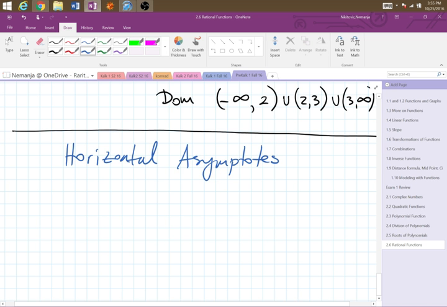Horizontal asymptotes. So what do we have for horizontal asymptotes? Well, horizontal asymptotes will be horizontal lines that the functions follow at infinity. However, they can be pierced. See, a vertical asymptote can never be crossed at any point, anywhere. Horizontal asymptotes can be crossed, but they must be obeyed at infinities.